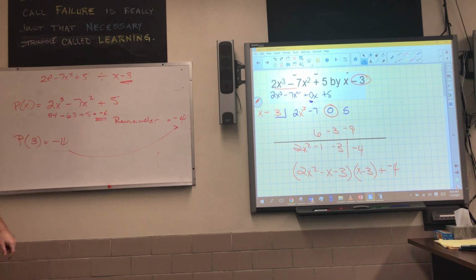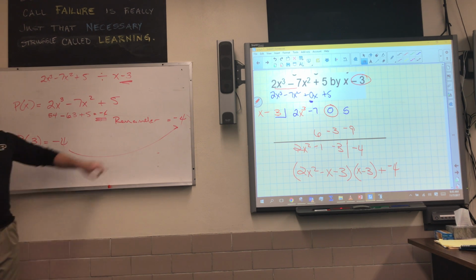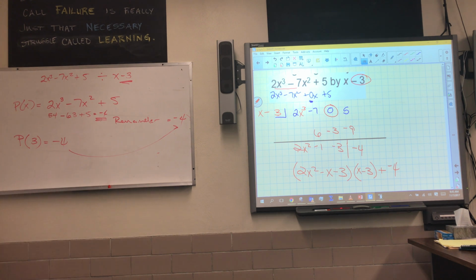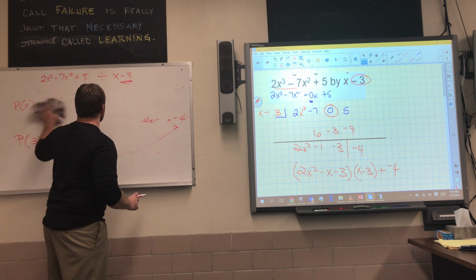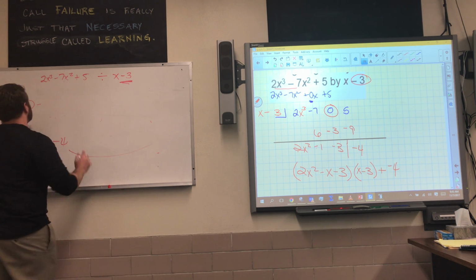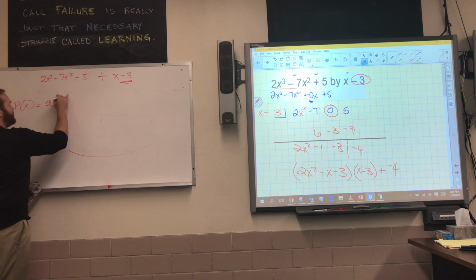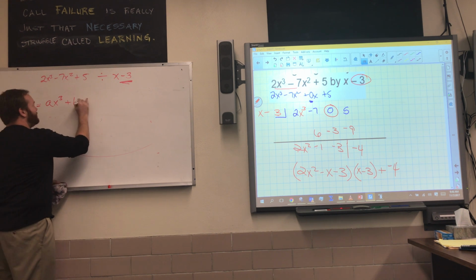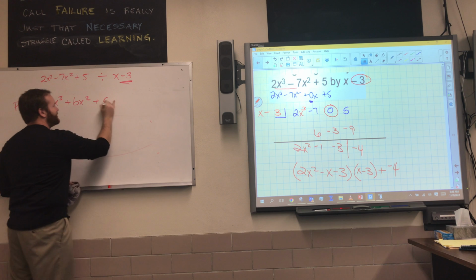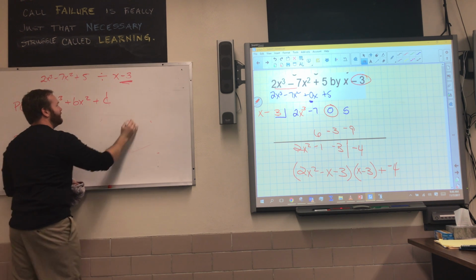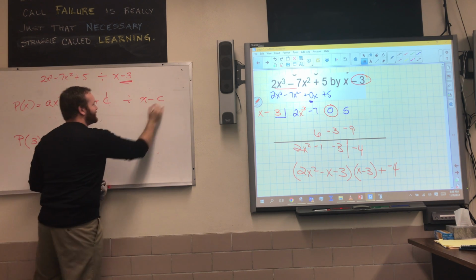So the remainder theorem helps us evaluate a function a little bit easier. Now, what's really nice is when that remainder becomes 0. Because when the remainder is 0, let's say for some fun, I don't know what the function is, let's say we just have ax cubed plus bx squared plus c, let's call it d. And we're going to divide by x minus c.